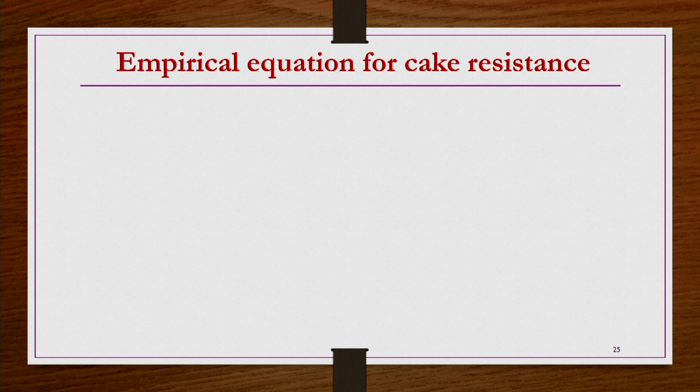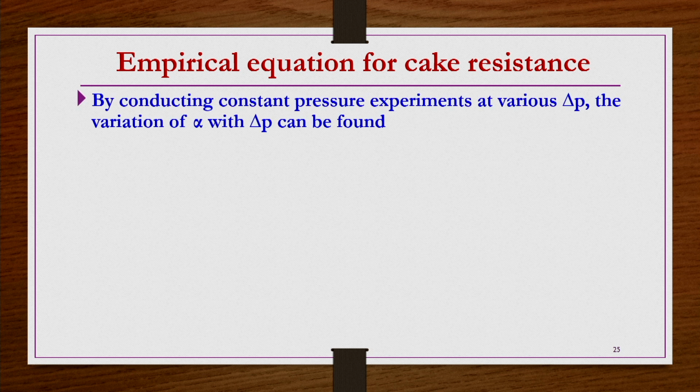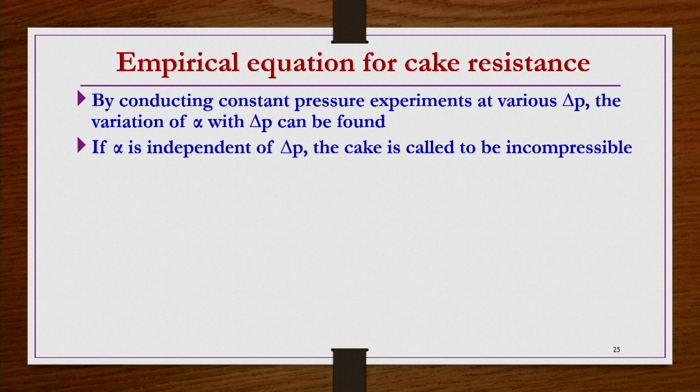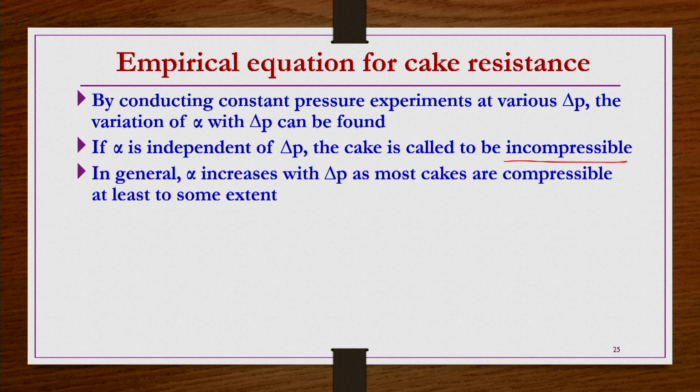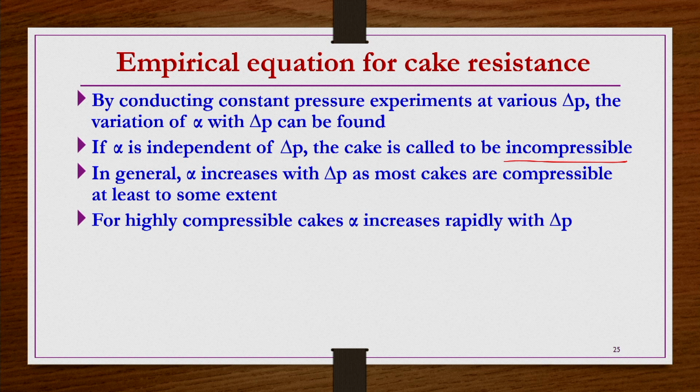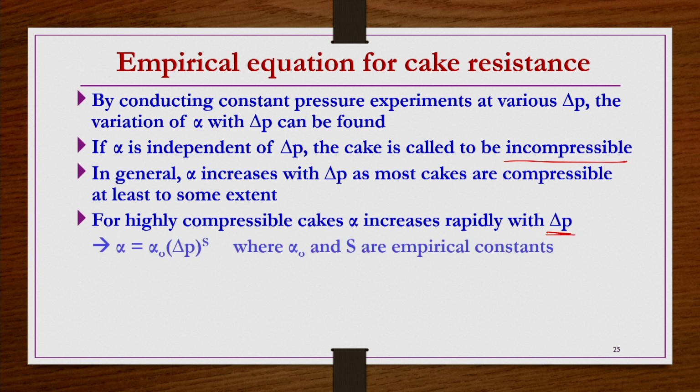Now, the empirical equation for cake resistance: by conducting constant pressure experiments at various delta P, the variation of alpha with delta P can be found. As I already mentioned, if alpha is independent of delta P, then the cake is said to be incompressible. In general, alpha increases with delta P, as most cakes are compressible at least to some extent. For highly compressible cakes, alpha increases rapidly with delta P.